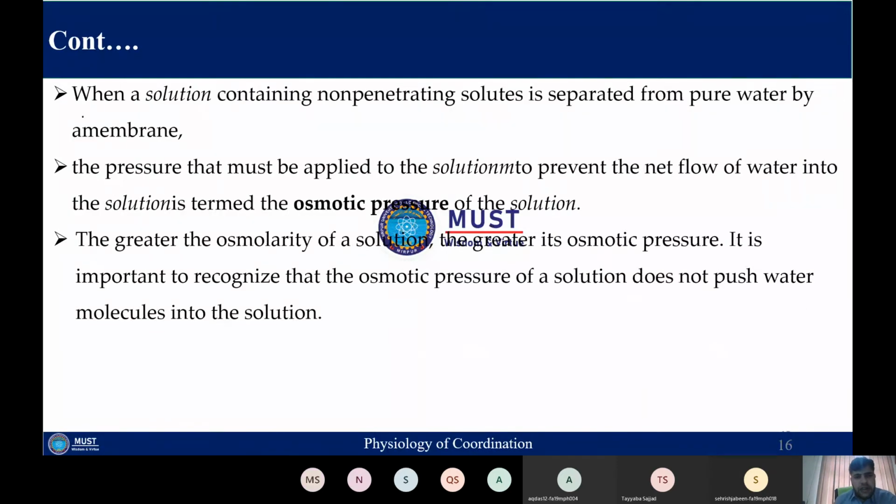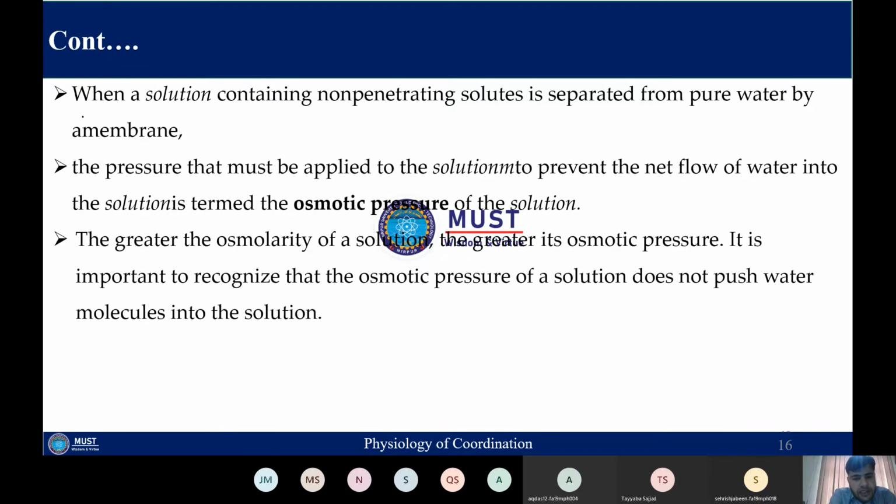When a solution containing a non-penetrating solute is separated from pure water by a membrane, the pressure that must be applied to the solution to prevent the net flow of water into the solution is termed the osmotic pressure of the solution. Meaning, although the membrane is permeable, the membrane is not elastic. So when a certain number of water molecules have entered that particular solution, the wall of that particular cell will exert a pressure, and it will prevent the further entry of water molecules into that cell.